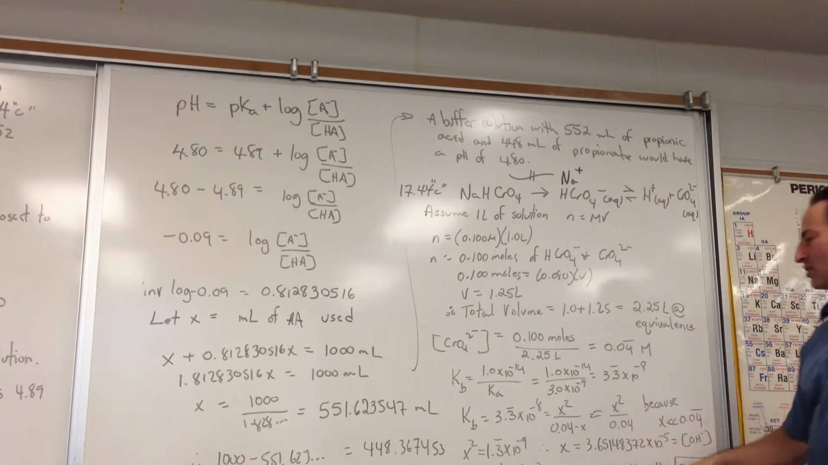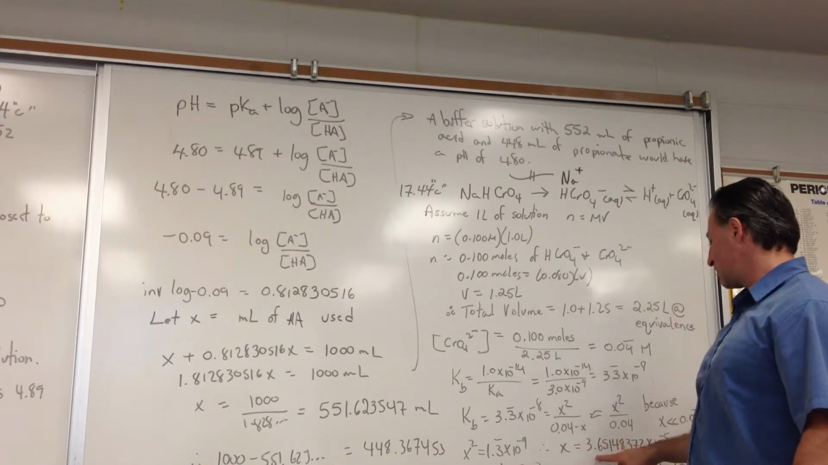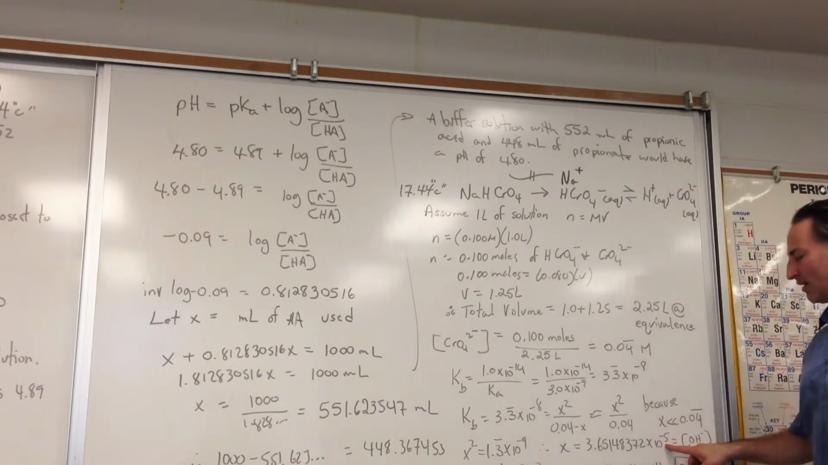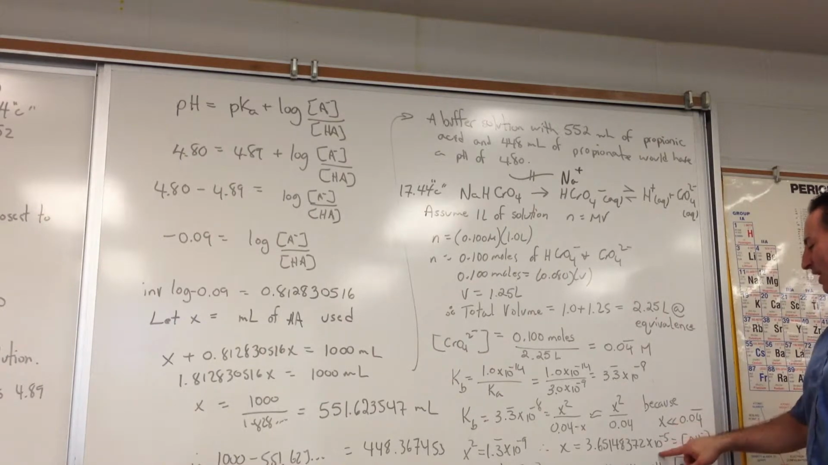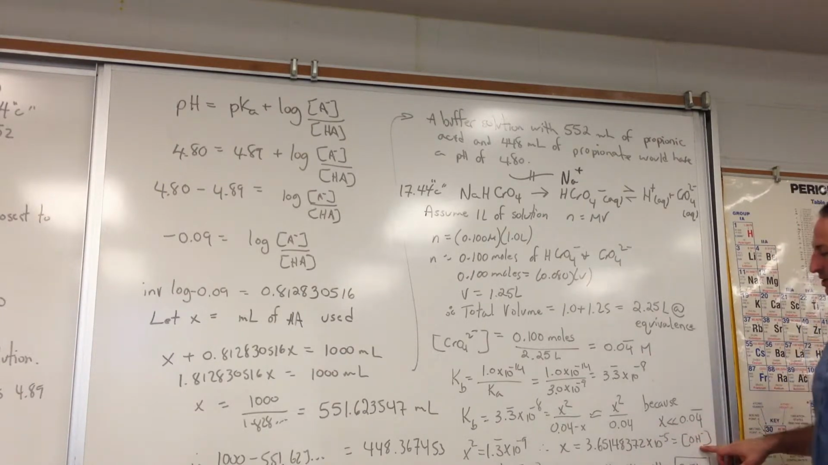And I did the calculation. I got that x squared is equal to 1.3 recurring times 10 to the minus 9. X is equal to 3.65 times 10 to the minus 5. So it turns out my approximation was correct. 10 to the minus 5 is way smaller than 0.04. This also corresponds to the hydroxide concentration.